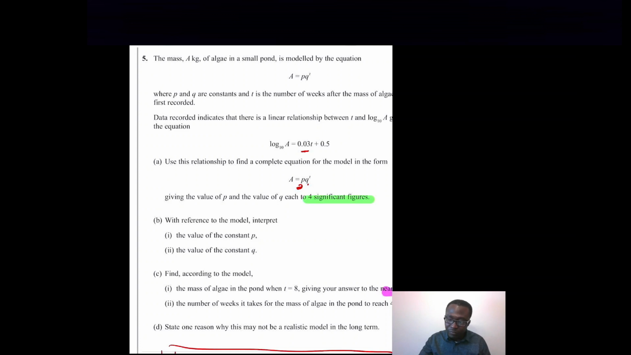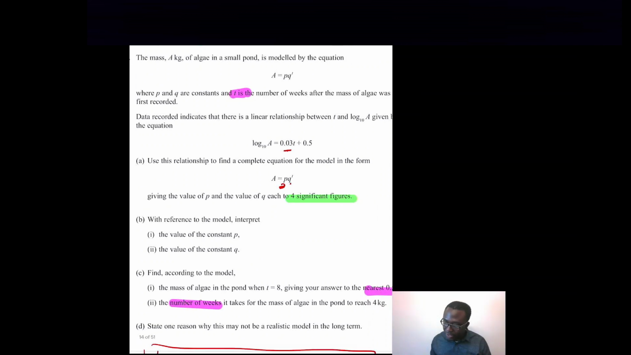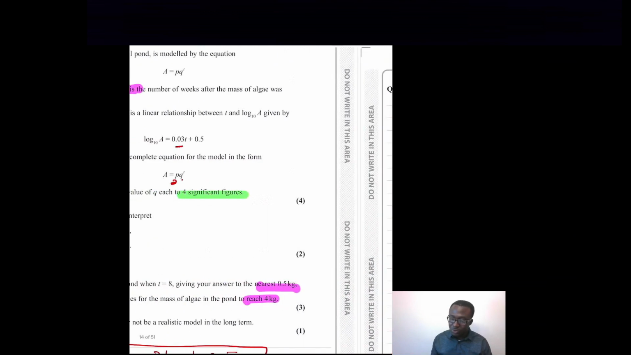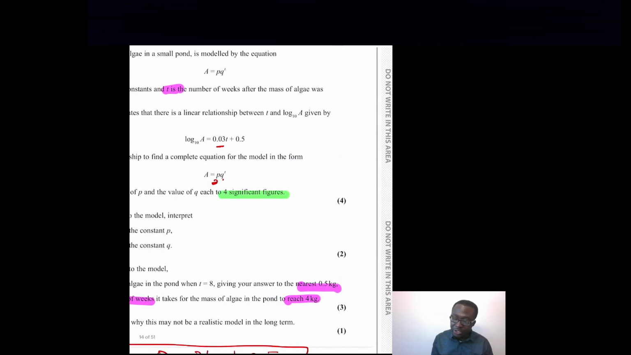The number of weeks is referring to the letter t. So we're going to work out what t is when it takes the mass of algae in the pond to reach 4 kilograms. What we could do is either use this formula here, log A equals 0.03t plus 0.5, or just use our working out. I strongly advise that you use what the question has already given, in case our working was wrong, then you've got a chance of scoring this mark also.